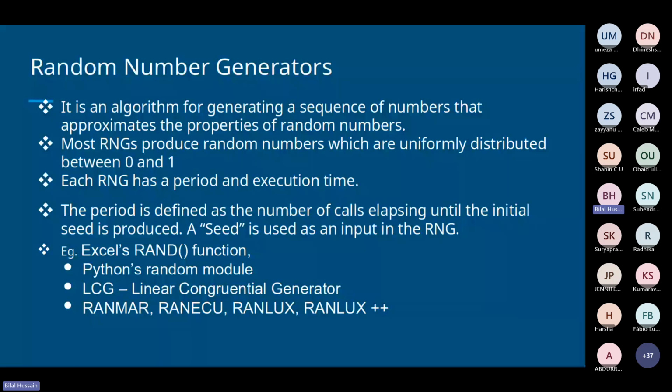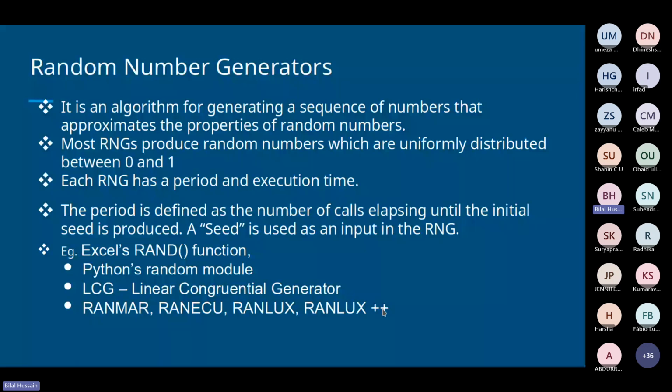We already have inbuilt random number generators in many of the software packages available nowadays. Excel has a random function. Python has a random module that I'm going to use extensively, including in today's lecture. We also have LCG, linear congruential generators. But EGSnrc uses random number generators like RANMAR, RANCU, RANLUX, and RANLUX++. They have very long periods. It means that during almost the whole execution of the Monte Carlo simulation, the numbers are not going to repeat again.